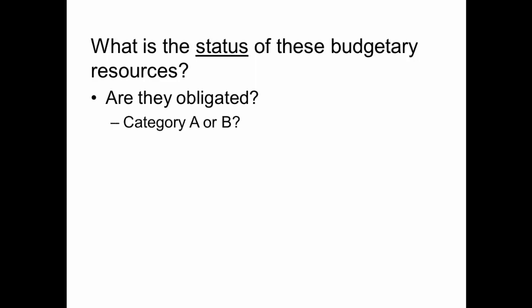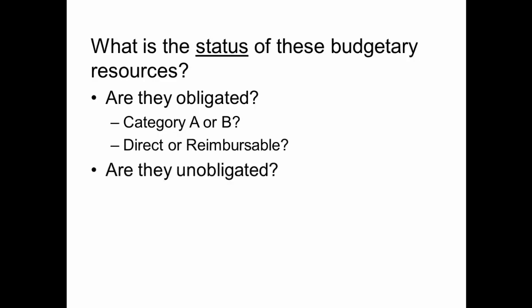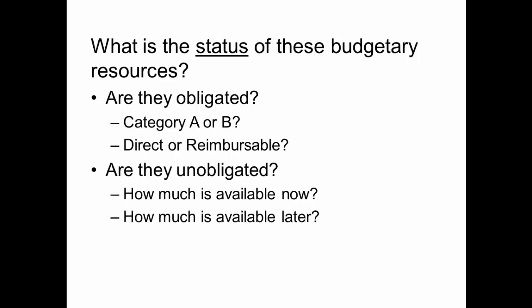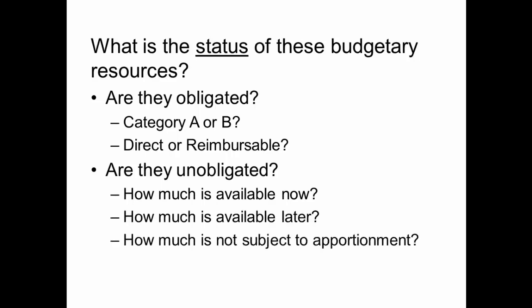This section tells us the status of our budgetary resources we just listed in the 1000 series lines. For example, how much has been obligated? Is it Category A or Category B? Is it direct or reimbursable? How much is still unobligated? Is it available now or is it available in a subsequent period? How much is not subject to apportionment? How much is not apportioned? Let's take a look.